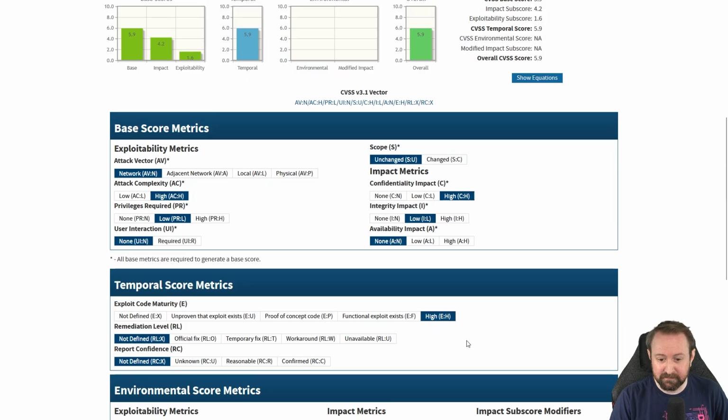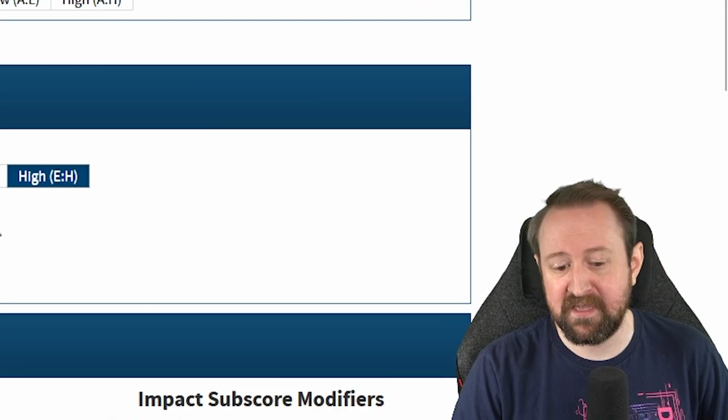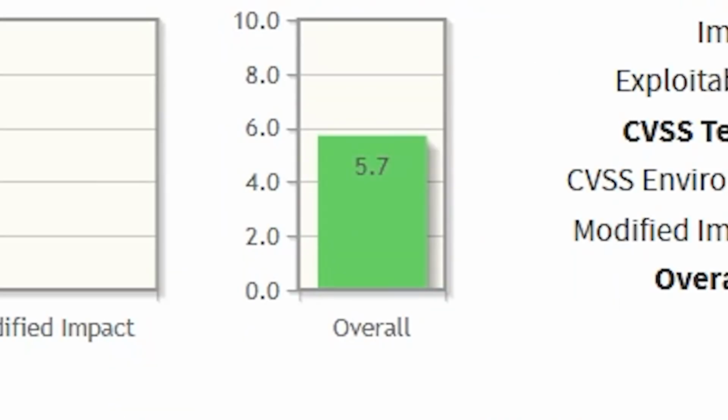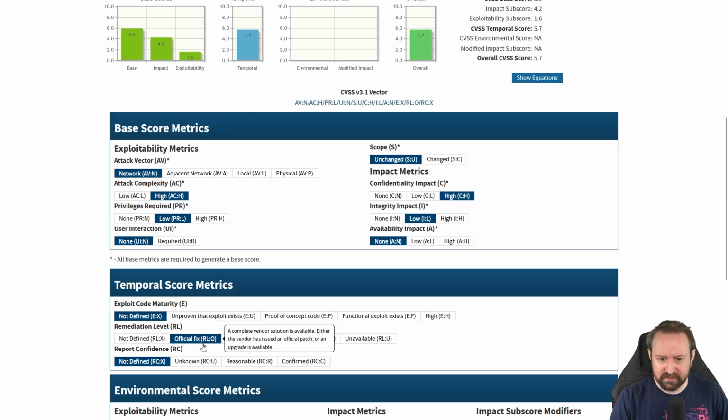Remediation level means basically, hey, this vulnerability exists. Has the vendor actually fixed it? And in what way have they fixed it? All right, so official fix. That's great. So if we click official fix, the severity drops to 5.7 again. So official fix will take it to 5.7.